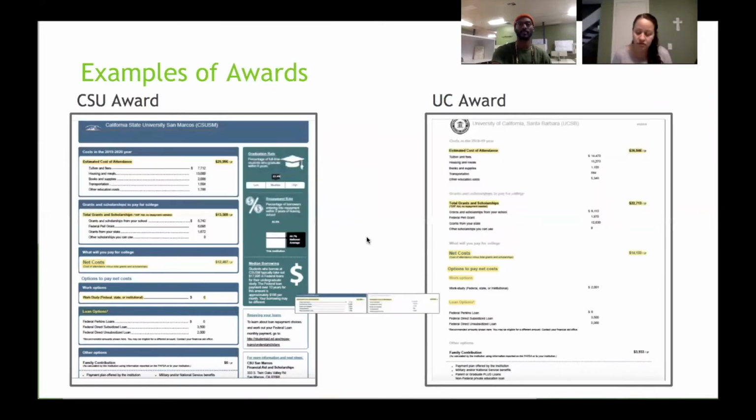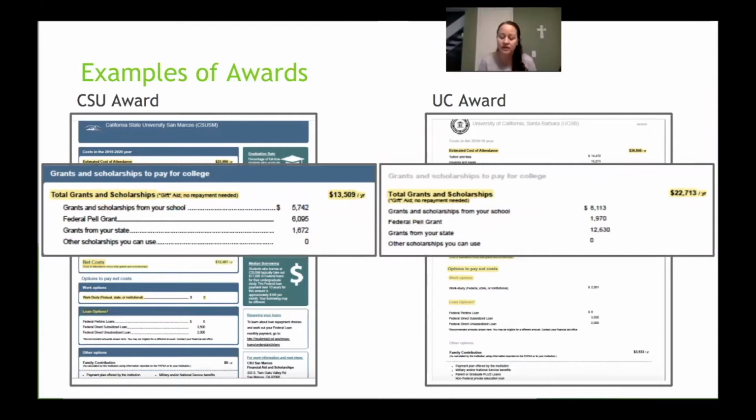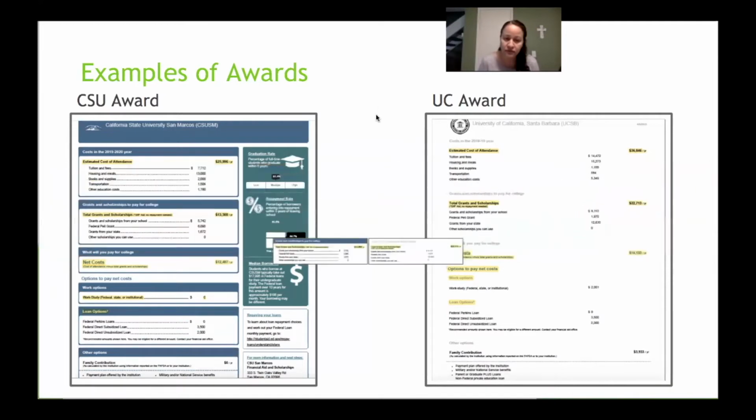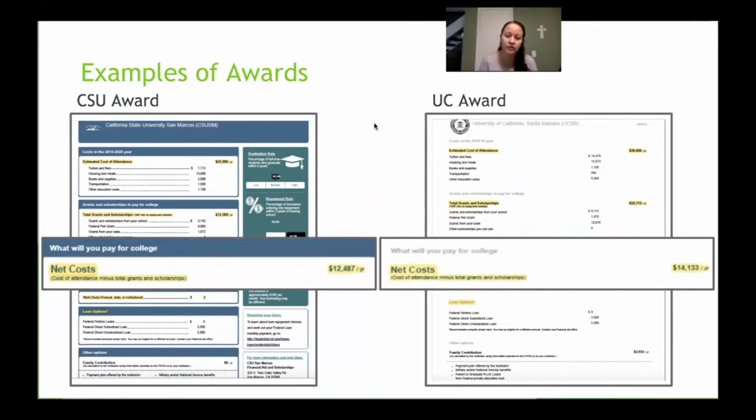The second term you'll want to become familiar with is gift aid. That is money that you do not have to pay back. Keep in mind, if you receive grants and you drop your classes, you may be asked to pay that money back. So gift aid includes the grants and scholarships that you're awarded. The next term you'll want to become familiar with is net cost. That is what you will pay out of pocket.